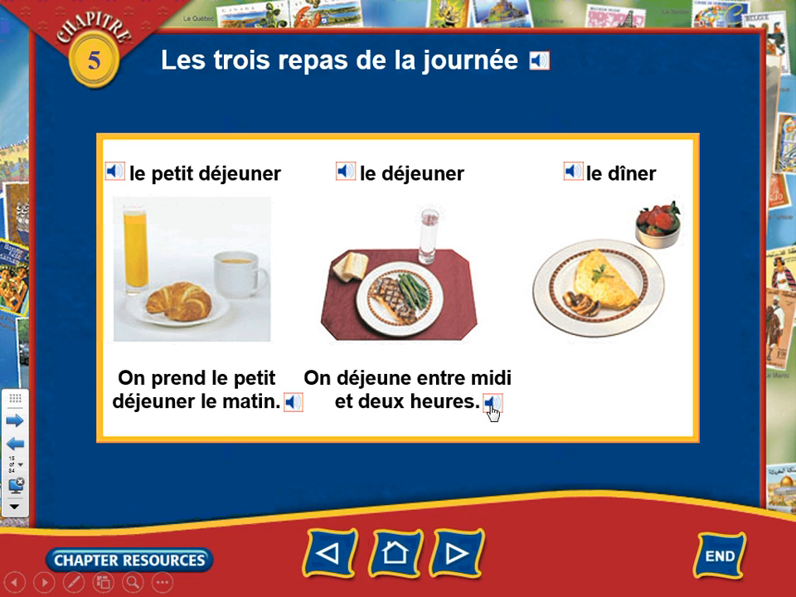On déjeune entre midi et 2 heures. Now you see the noun déjeuner for lunch. It's also a verb. We have lunch between noon and 2 o'clock. On dîne le soir. We have dinner in the evening. Dîner is, again, a noun and also a verb. We have dinner in the evening.